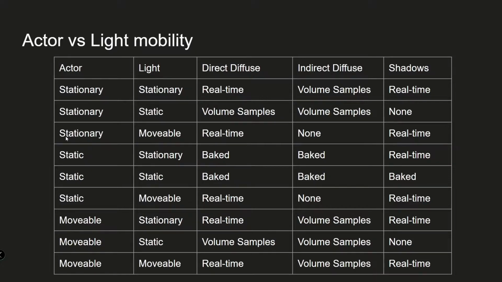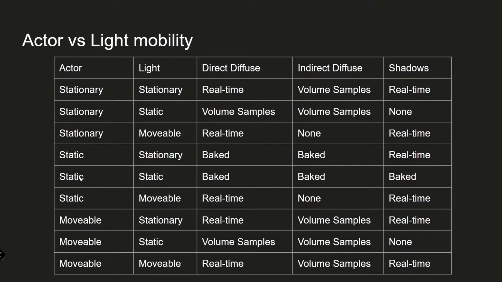So if you move a stationary object with a static light, there won't be any shadows from that static light. If we have an actor which is stationary and a light which is movable, we're going to have real-time direct diffuse. We will not have any indirect diffuse, and our shadows are going to be real-time. If we have an actor that's static and a light stationary, we're going to have a direct diffuse that's baked in, an indirect diffuse that's baked, and shadows are going to be real-time. If we have an actor that's static and a light that's static, we're going to have a baked direct diffuse, a baked indirect diffuse, and baked shadows.